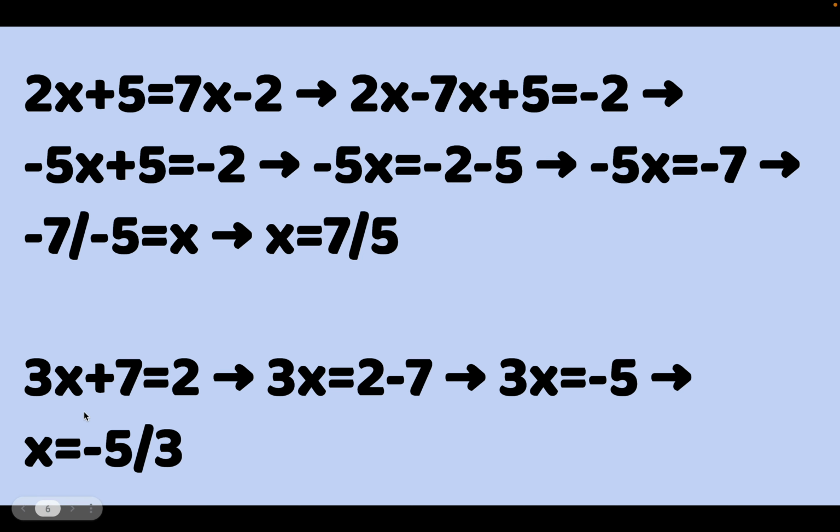3x plus 7 equals 2. And then what did I do? I subtracted 7 from both sides. 3x equals 2 minus 7. Subtraction property of equality. And then what did I do here? Like terms. 3x equals negative 5. 2 minus 7 equals negative 5. And then what did I do? Divided by 3 on both sides to get x equals negative 5 over 3. Division property of equality. So great job, guys.